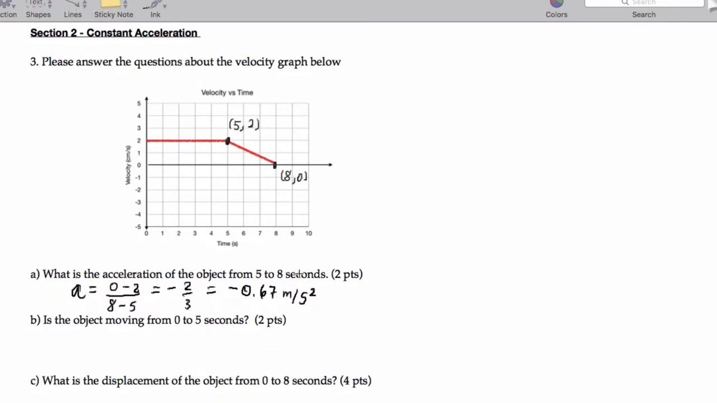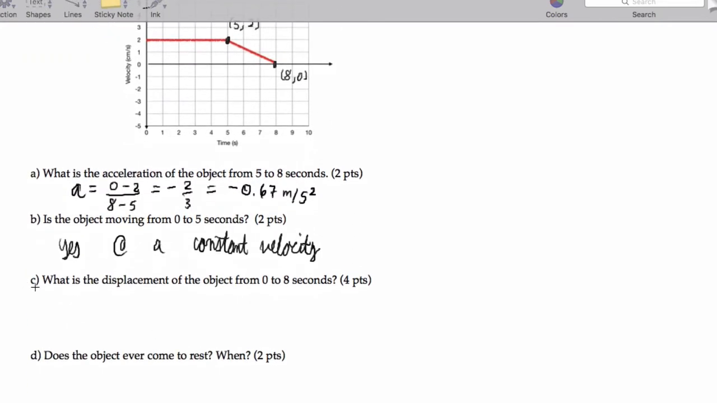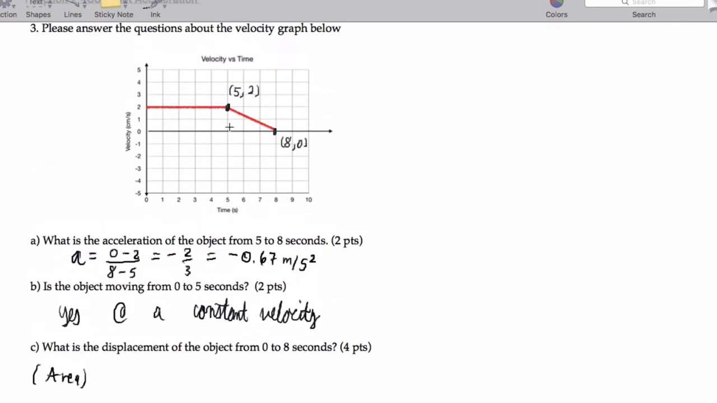All right, is the object moving from 0 to 5 seconds? The answer is yes, at a constant velocity. Now, what is the displacement of the object from 0 to 8 seconds? That is going to be the area under this graph. So let's go ahead and calculate that now.